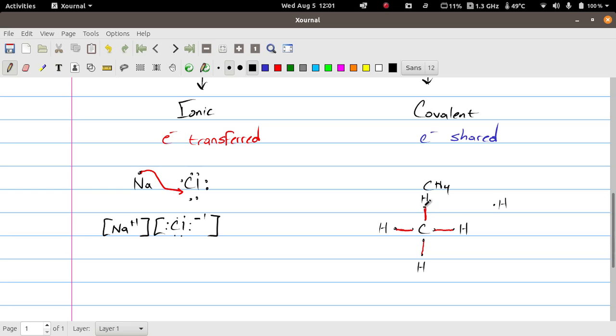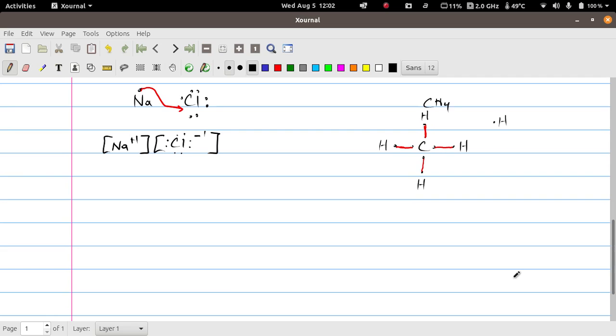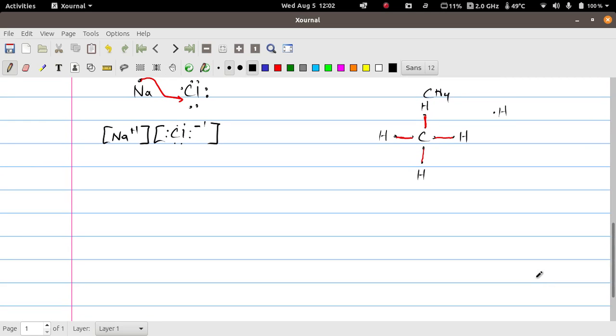Now, if you count 2, 4, 6, 8, carbon has a complete octet. Hydrogen can only have 2 electrons, and I'm going to go over that in a second, but it's got a complete octet. So this would be an example of a covalent compound where the electrons are shared. I just wanted to give you guys a picture of what I was talking about instead of just giving you definitions. Now, all right, the octet rule.